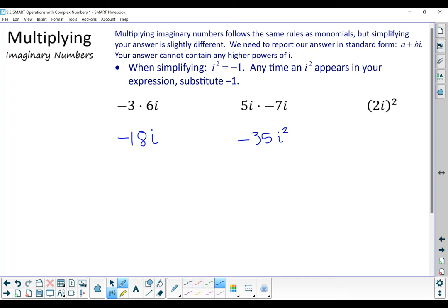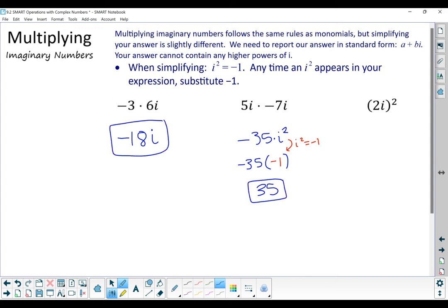In this case, we do need to do some modification because we cannot leave an i squared in our answer. So the -35 is here, but instead of multiplying it by i squared, I'm going to take that i squared, and remember that it's -1, I can substitute a -1 here. So this is the same as -35 multiplied by -1. And remember, that's a multiplying relationship right there. So it's not subtract 1, it's multiply by -1. So our final answer would be 35.